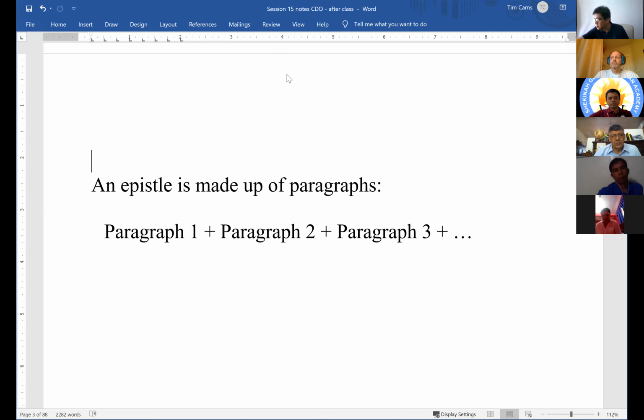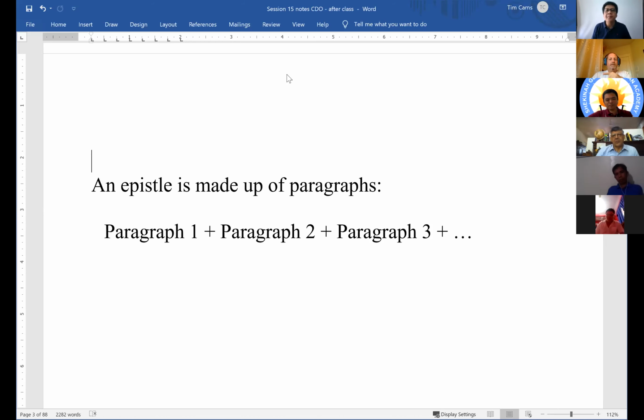If you were to think of an epistle like a piece of pie, what is the word for coconut? Buko, right? My favorite pie is buko pie, right? Coconut. Buko pie. I love it. Yes, that's very good.